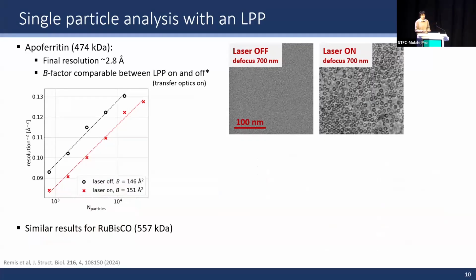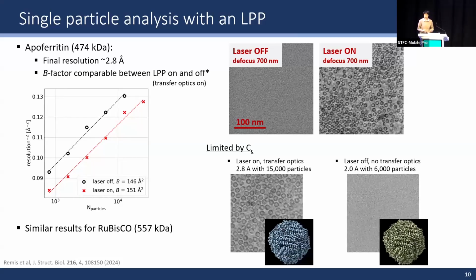We can perform 3D reconstruction using the laser phase plate. Here I show a B factor comparison between the laser on and laser off data on apoferritin. In both cases, the transfer optics is on. We observe a comparable B factor in this case for apoferritin, which is a fairly large particle. And we have observed similar results for Rubisco. The resolution I show here is by no means good in any sense. We understand this as we're really just being limited by the aberrations in our microscope. With the same sample and same microscope, if we turn the transfer optics off, we can actually get a much better B factor. So in this system, we were really limited by the aberrations in the microscope.